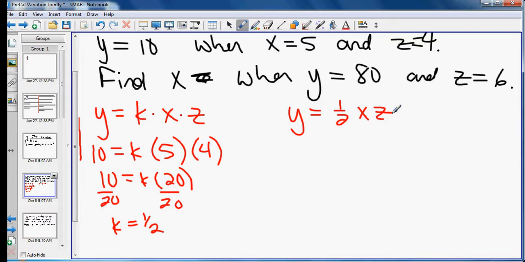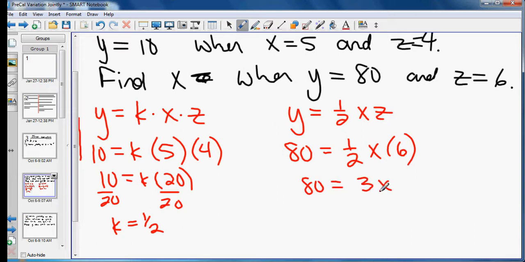Once we have found k, we then use the second set of numbers they give us to solve for whatever variable they ask for. In this one they asked us to find x when y is equal to 80 and z is equal to 6. I can simplify 1/2 times 6, that gives me 3, and then divide both sides by 3. And you can leave that as 80 over 3, or if you prefer the decimal, 80 over 3 is equal to 26 2/3.